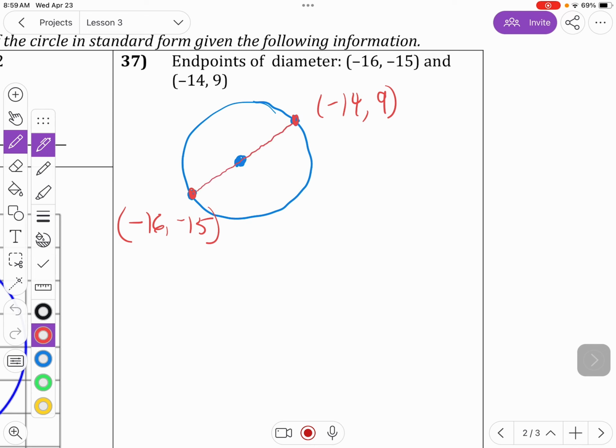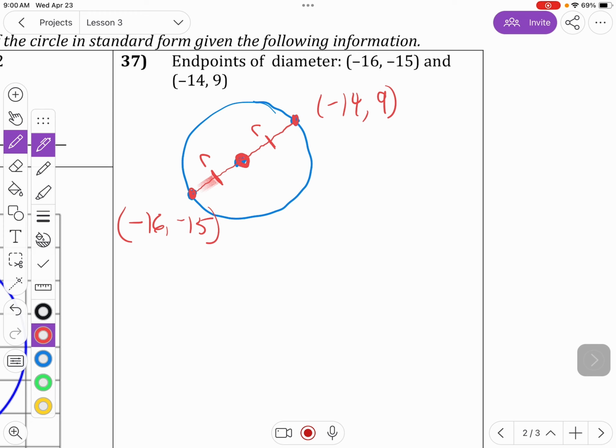The diameter does pass through the center. So you should know that any radius, any segment that goes from the center to the outside of the circle, is the same length. In other words, this is equal to this. This is a radius, and so is this. So if I find the middle, if I find this midpoint, then I'll find the center.